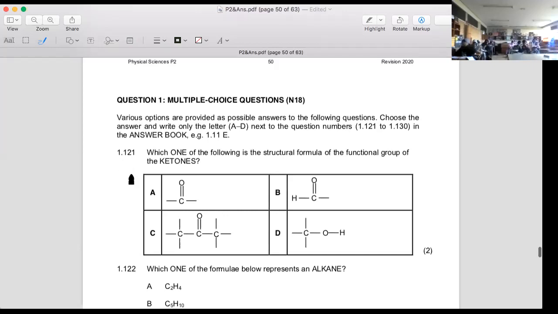Okay, let's have a look at this one. Which one of the following is the structural formula of the functional group of ketones? Is that a ketone? Is that a ketone? Is that a ketone? Is that a ketone?